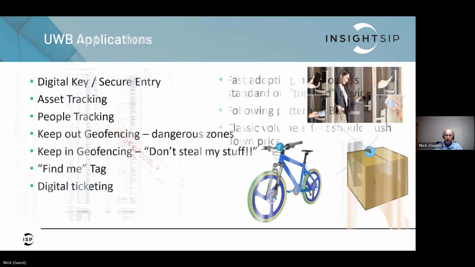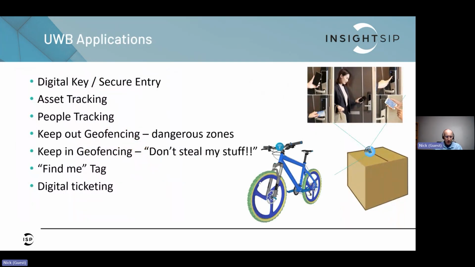So what applications do you use it for? Well, the digital key is a big one. Some people are thinking that ultimately we won't have physical keys after a while. Everything will be digital, on the phone. You can use it for asset tracking and people tracking, if you want to know where people are in a building. Keep-out geofencing is another: if there is a place you shouldn't go, it can warn you if someone wearing a badge is entering it.